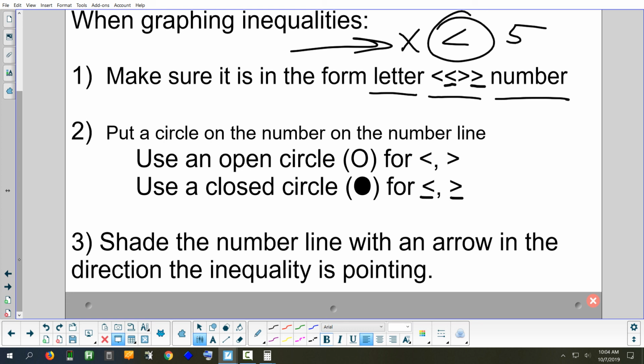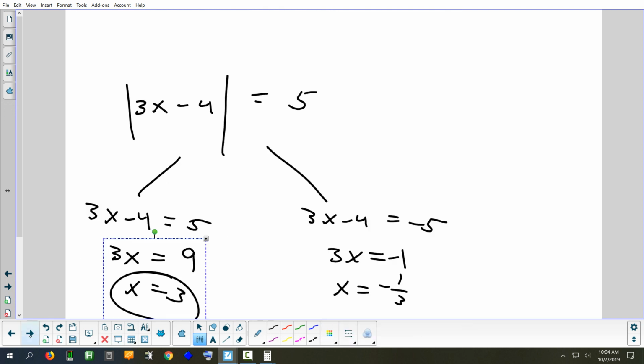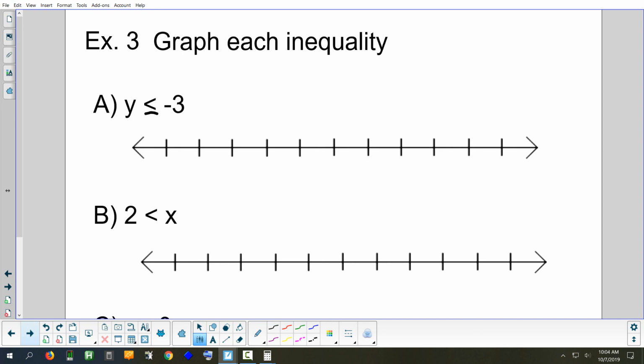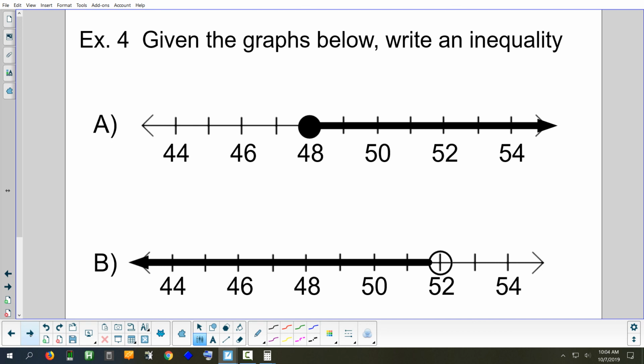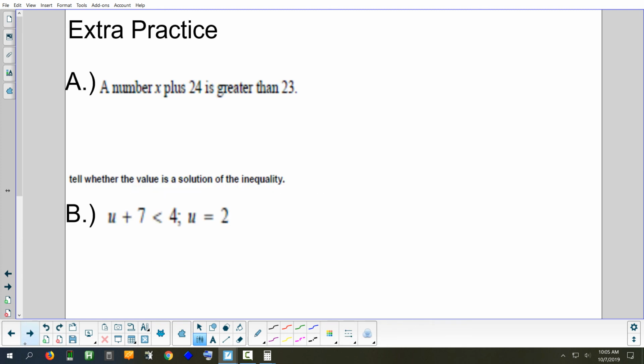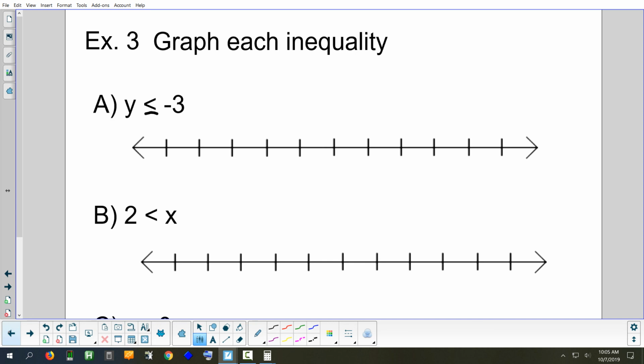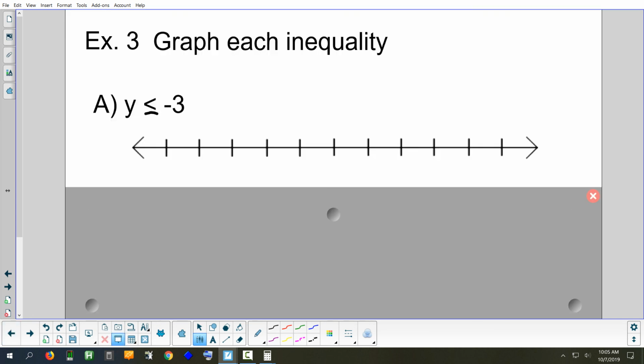All right, now we can do this kind of problem two ways. One way is I give you the inequality and I ask you to graph it. Or the other way, I give you the graph, already done, and you tell me what the inequality is. We'll practice a couple of each, and then I think I have four extra practice ones, and that'll be it. So let's start with this one.